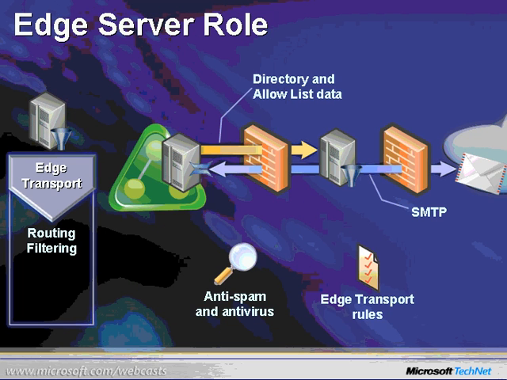All right, so if we move to the next piece, which is the Edge server role, that is sitting in the DMZ. Remember, it is SMTP. It is not a CAS server. It does not handle IMAP. It does not handle OWA. It handles one thing, SMTP traffic. One thing only. So remember, Edge, SMTP. Edge, SMTP.